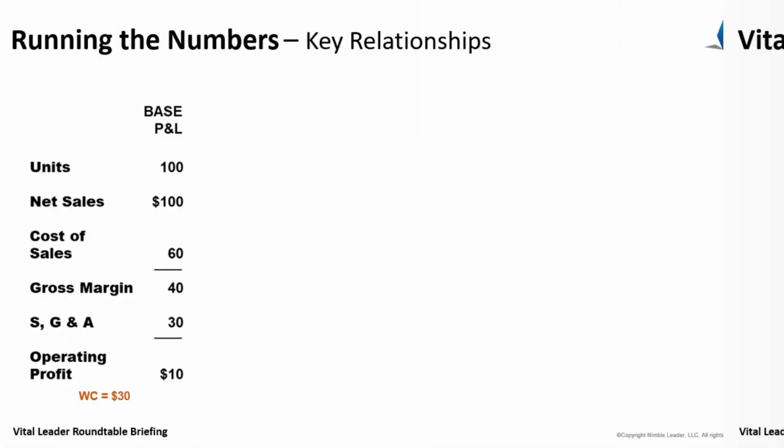In looking at the numbers, we want to keep it simple. Not everyone has the financial acumen of a CFO, and in this case, we'll start out with a simple P&L. I sell 100 units at $1 a piece, generating $100 in net sales. If my cost of sales is $60, I'm left with gross margin of $40. If I back out SG&A, selling, general, and administrative expenses of $30, I have $10 in operating profit. 10% operating profit as a percentage of sales.